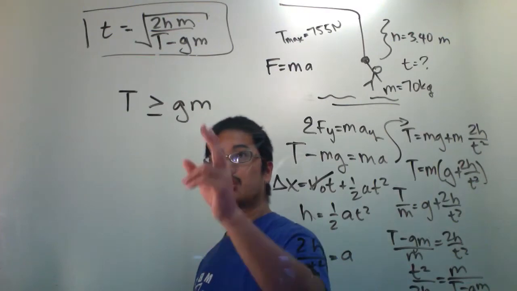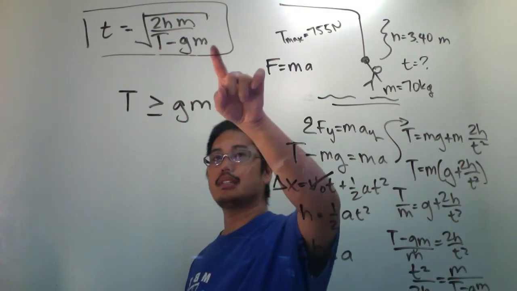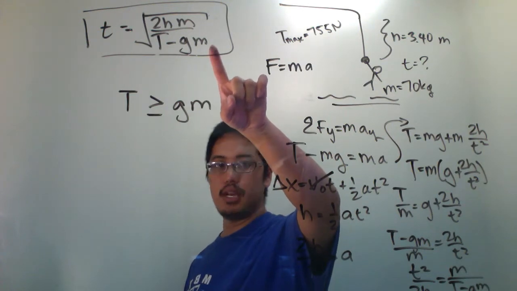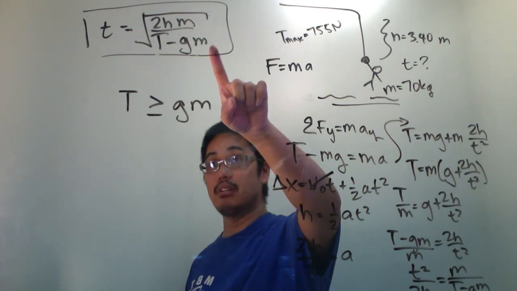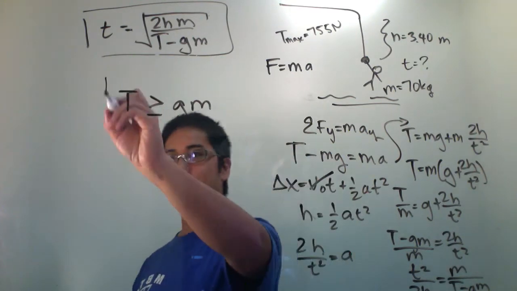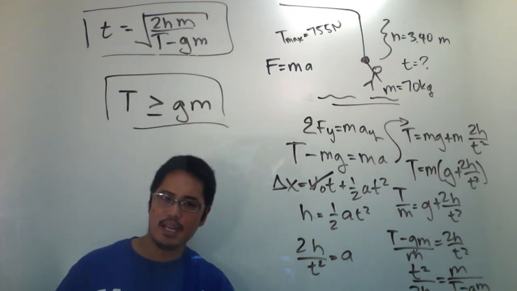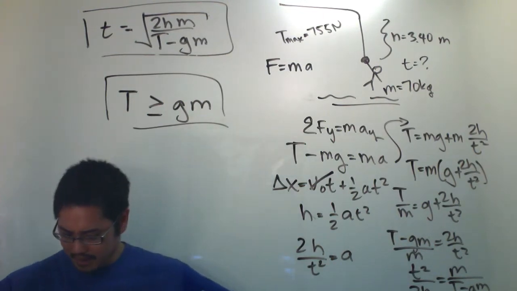That's a problem. Also, if T were equal to GM, then that would mean T minus GM, which is the same as T minus T, which is 0. You would have a 0 in your denominator. There's a problem here. There's a restriction on this. Why is that restriction there? What are your thoughts about that?